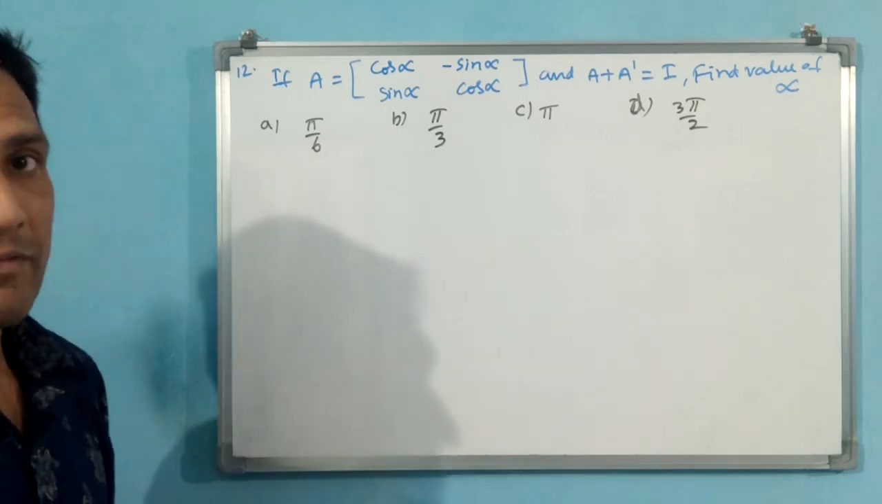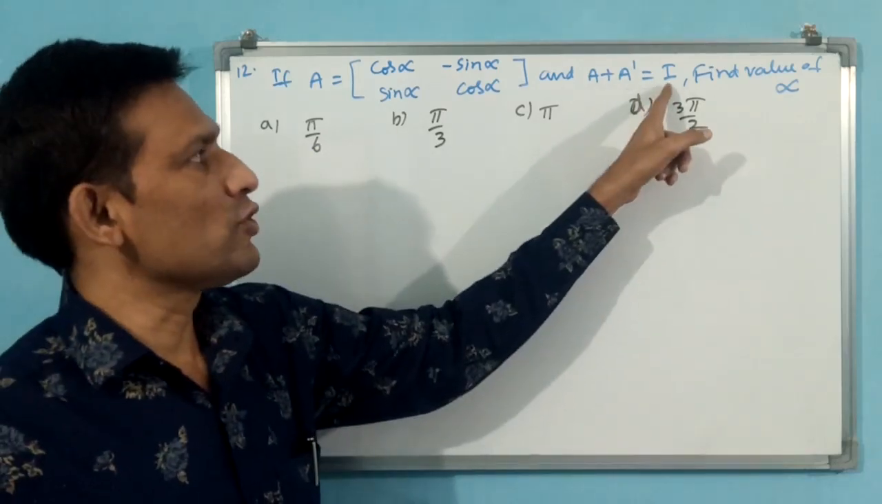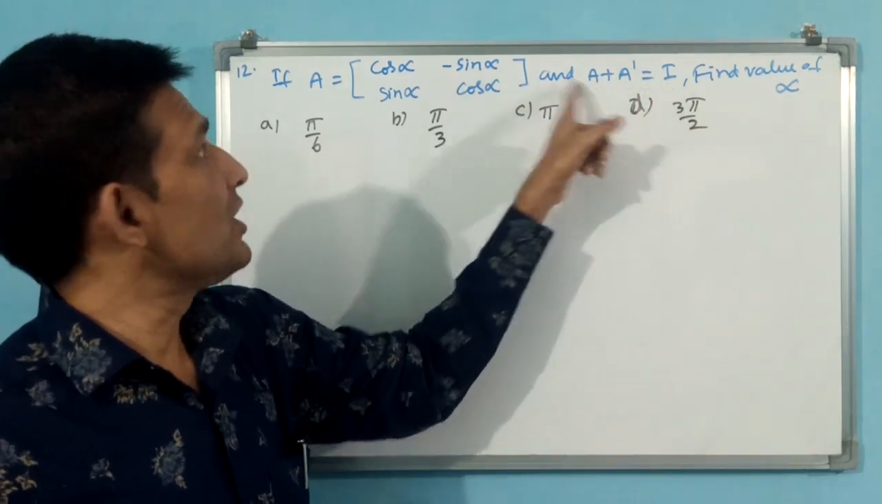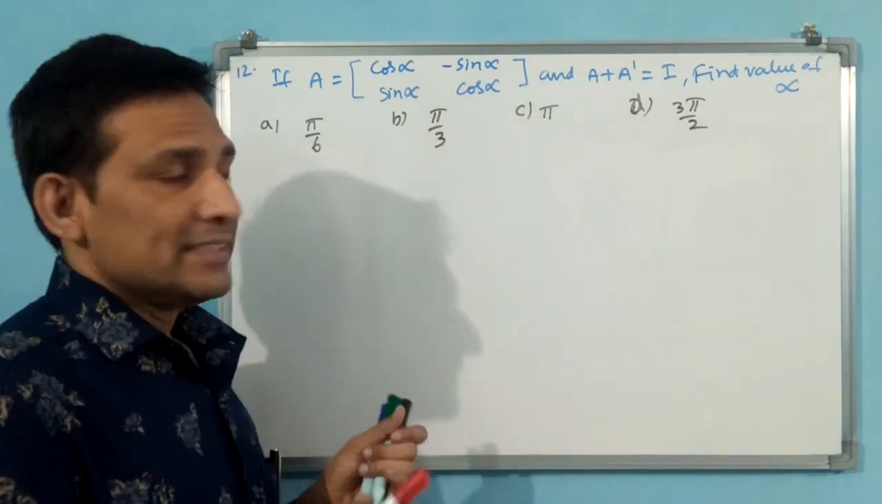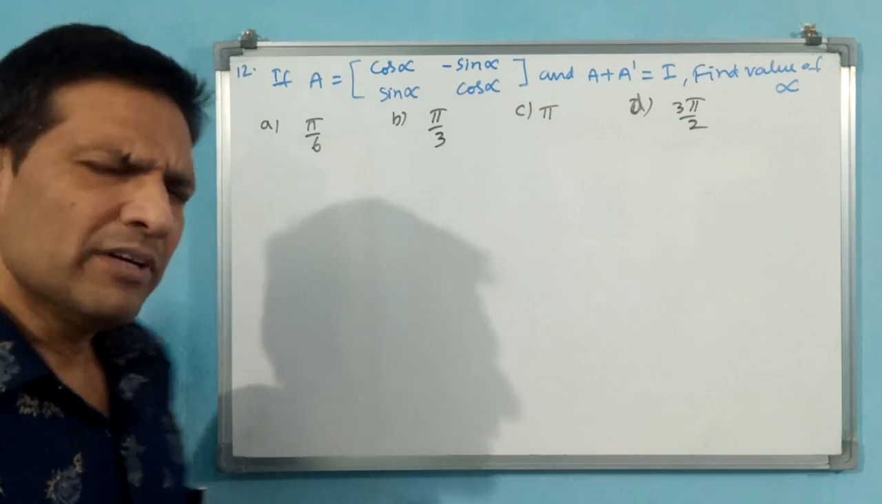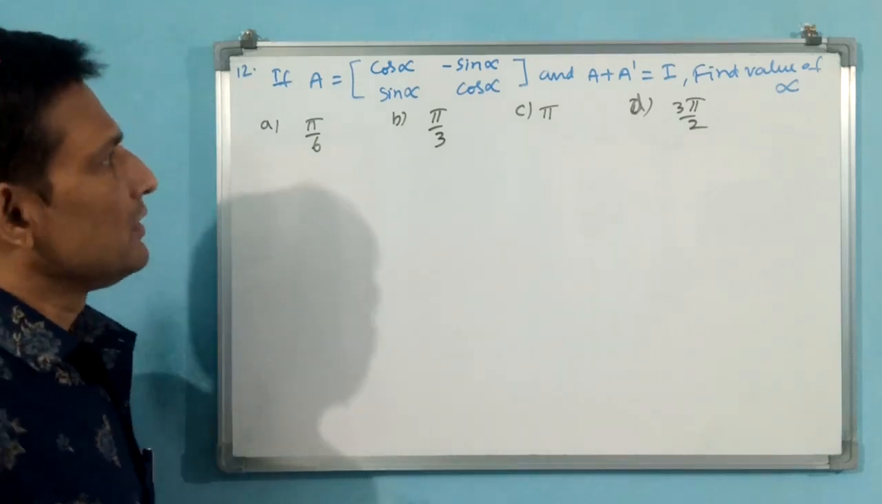Alpha you have to find. Why? Because see, this value also they have given. We know this value 1001. A also we know. A transpose also we are going to know. Add, then you find alpha. Okay, let us do it. This is very simple.